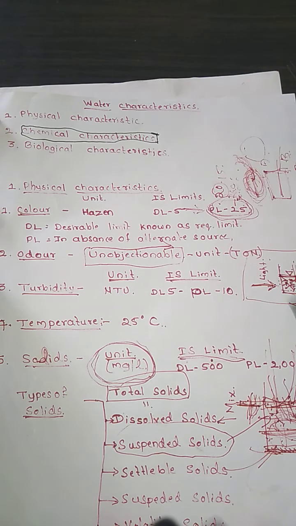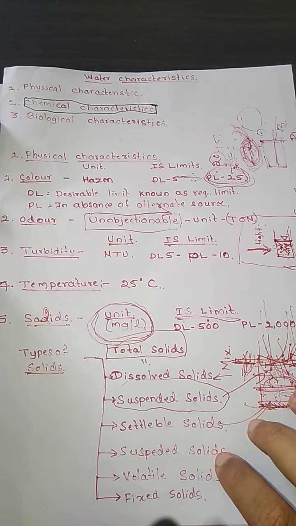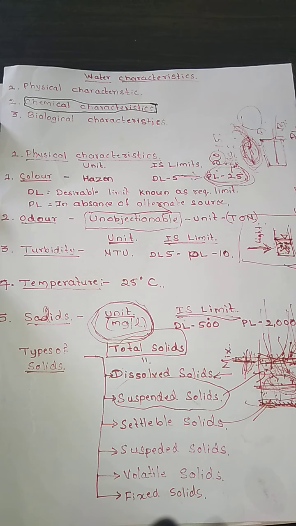Solids, we will have different types of solids, that is dissolved, suspended, settleable, volatile and fixed solids. So these are the different types of solids. For solids, the limit is 500 as a desirable limit and 2000 as a permissible limit. So this is regarding the physical characteristics of water.